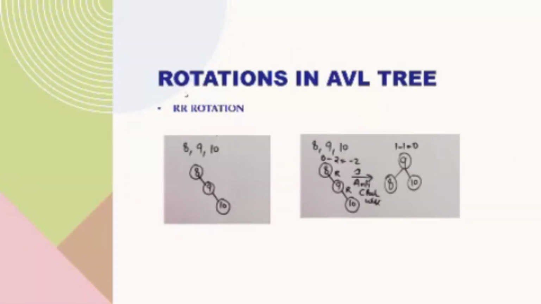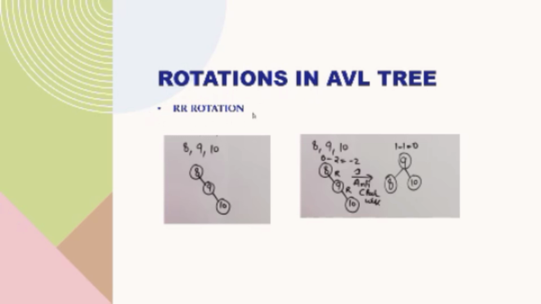Now here comes the concept of rotations in AVL tree. Basically, the rotations in AVL tree take place if there is any imbalance in binary search tree. Imbalance in binary search tree occurs if the balance factor is neither 0 nor minus 1 nor plus 1. So in those cases we will perform the rotations in AVL tree.